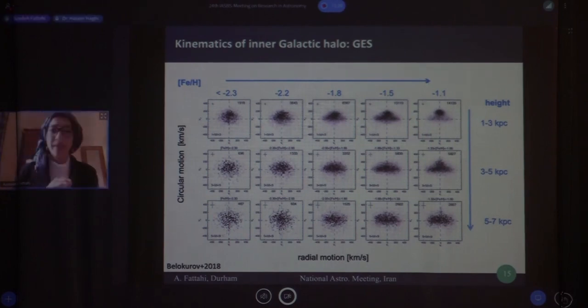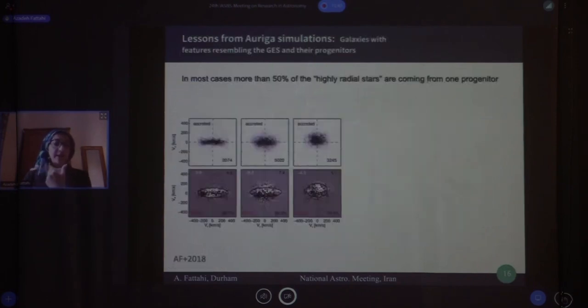We can see that if we move in chemistry, we are going to metal poor stars on the left, metal rich stars on the right. We see these elongated features mainly at higher metallicity. So metallicity has been quite important to identify these substructures.